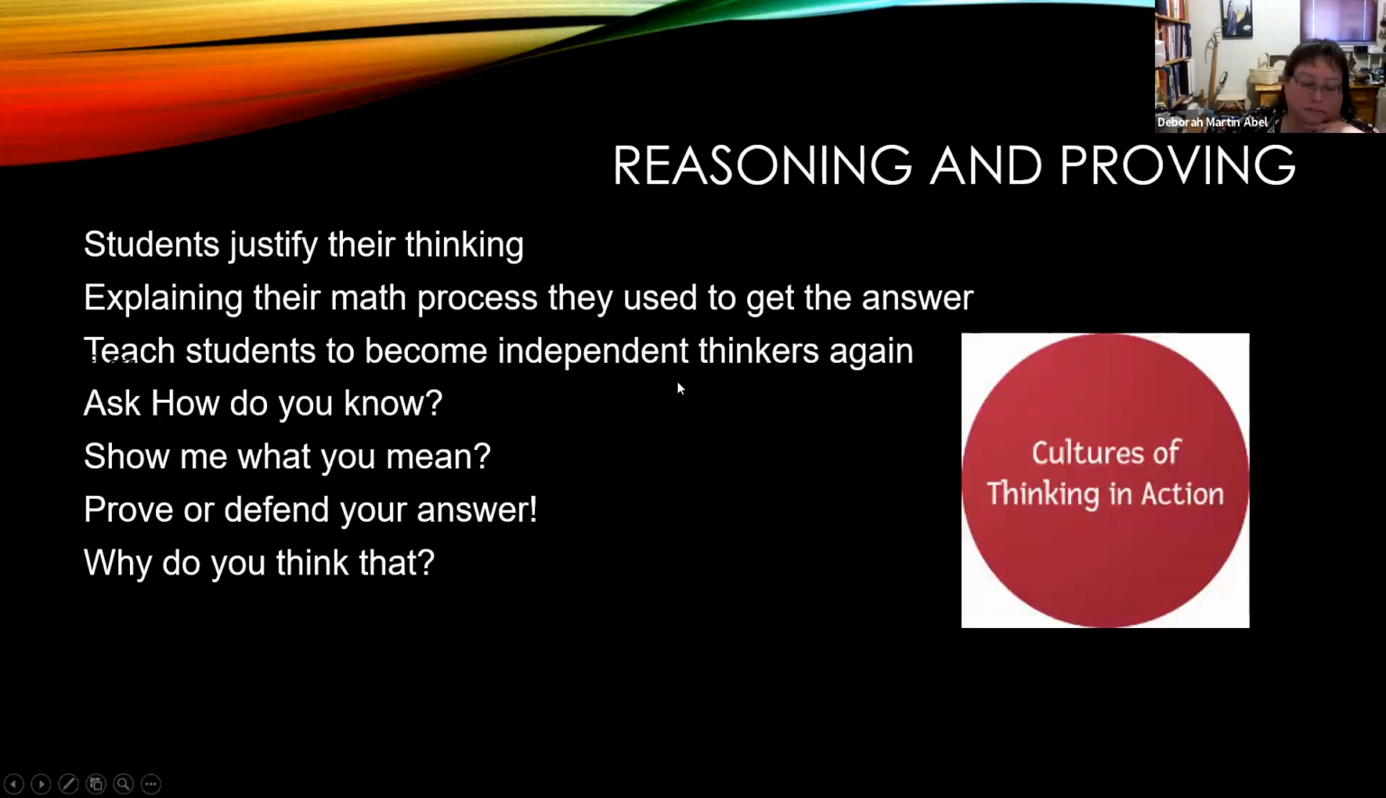Another section is reasoning and proving. Students have to justify their thinking, explain their math process, and become independent thinkers. Ask, how do you know? Show me. I say that all the time. Show me. Prove your answer, defend it. And they become really good at that after. And why did you think like that? Why do you think that? Just ask those questions.